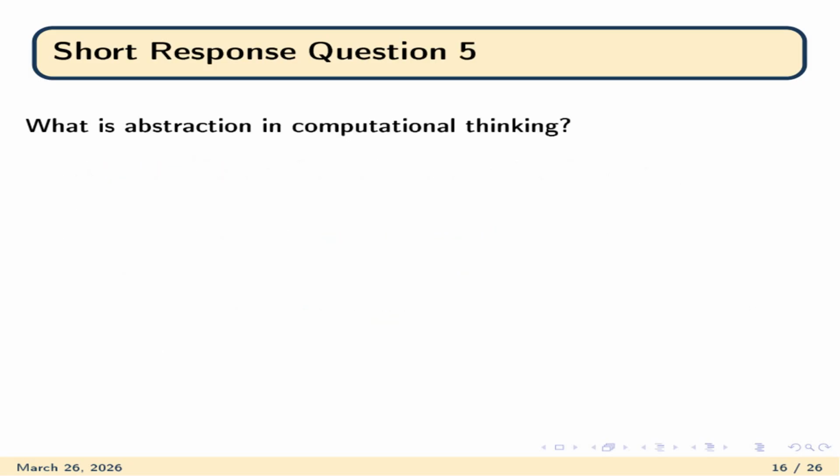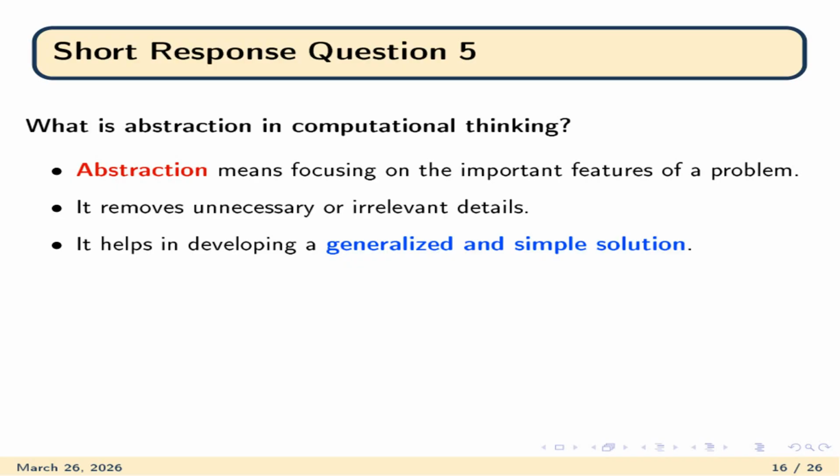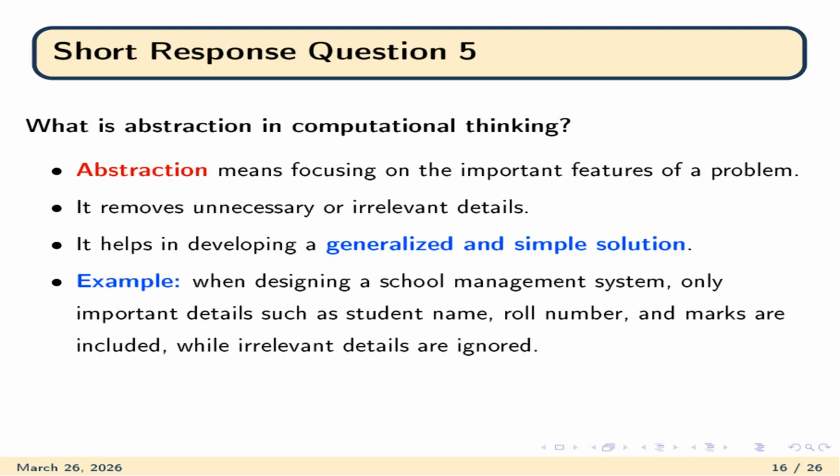What is abstraction in computational thinking? Abstraction means focusing on important features of a problem. It removes unnecessary or irrelevant details. It helps in developing a generalized and simple solution. Example: when designing a school management system, only important details such as student name, roll number, and marks are included, while irrelevant details are ignored.